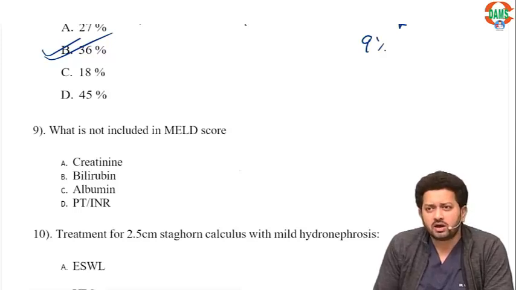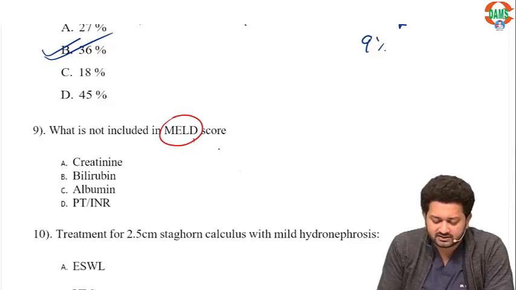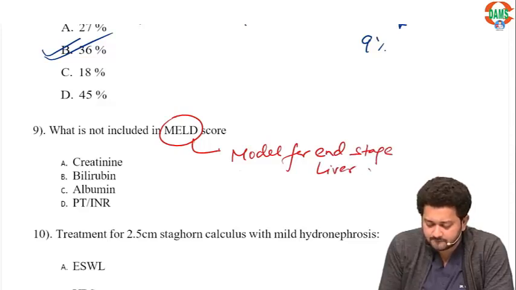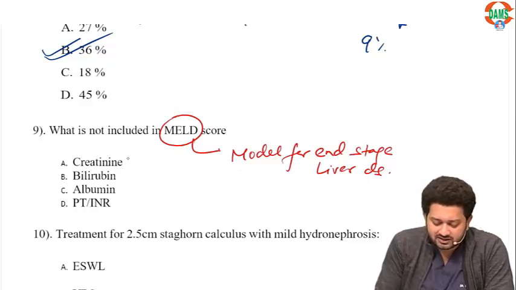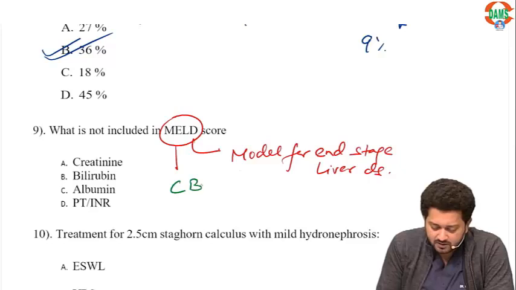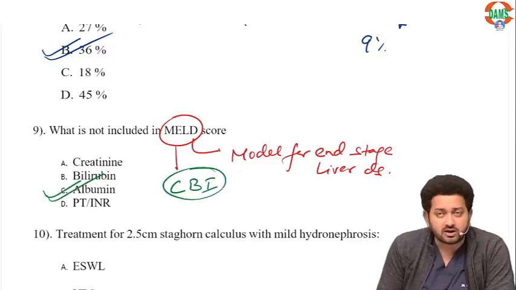But albumin is not included in MELD score. MELD score is model for end stage liver disease. 3 things are seen. The mnemonic is CBI: creatinine, bilirubin and INR. Albumin is not included.